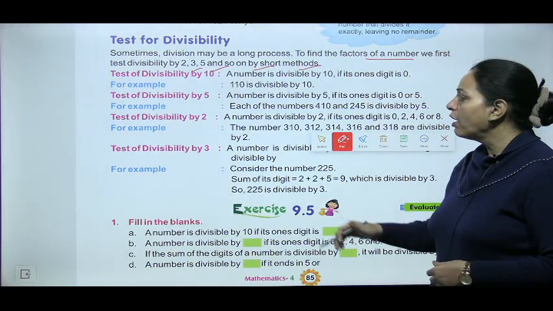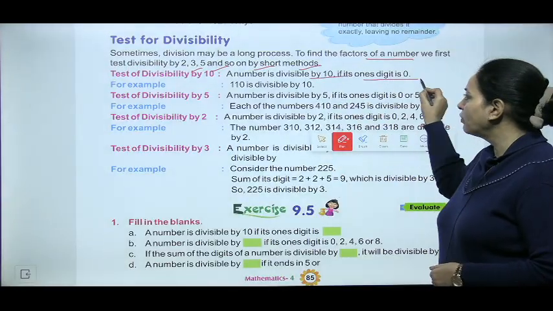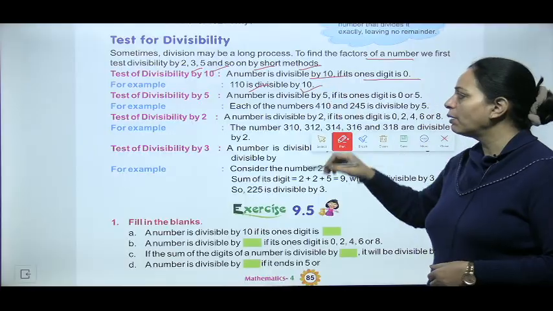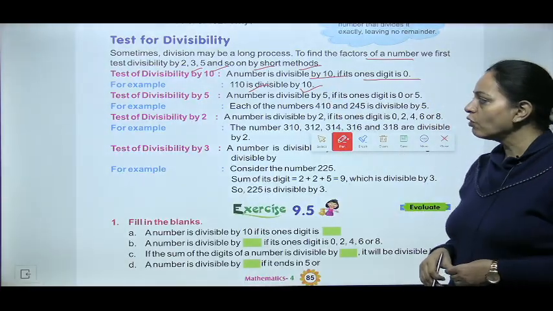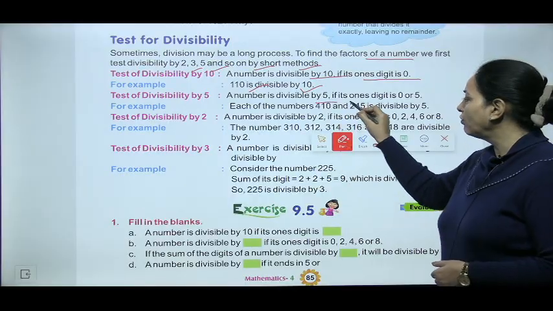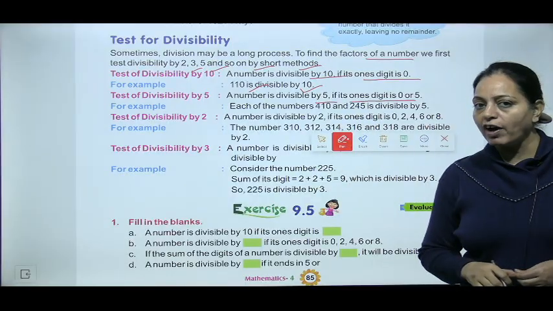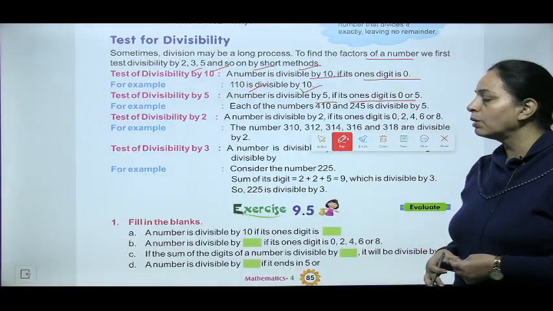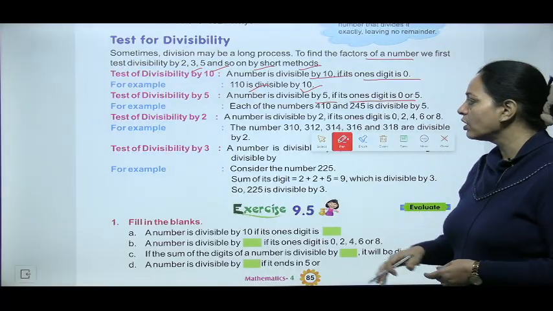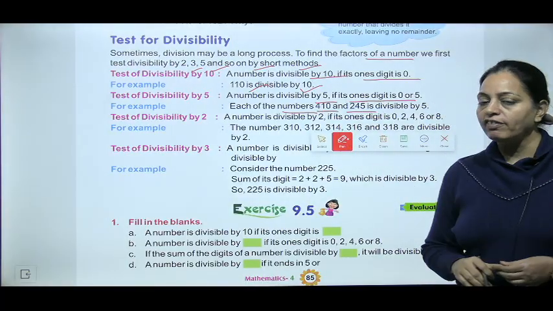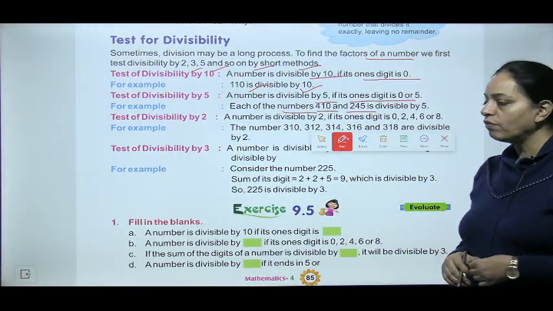How can we check? A number is divisible by 10 if the ones digit is 0. Like 110 is divisible by 10. Now the test of divisibility by 5. A number is divisible by 5 if the ones digit is 0 or 5. तो अगर लास्ट में 0 या 5 है then the number is divisible by 5, otherwise not. Like each of the numbers 410, 245, these are divisible by 5.